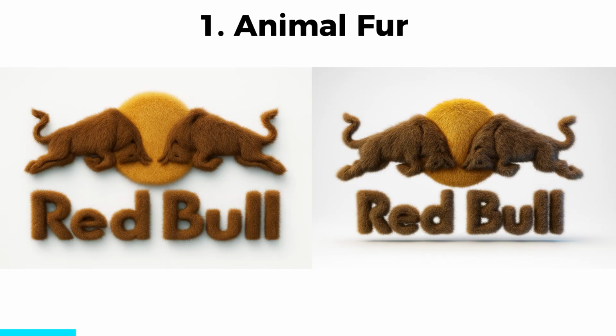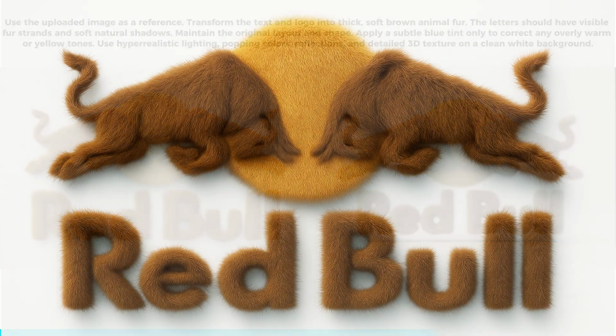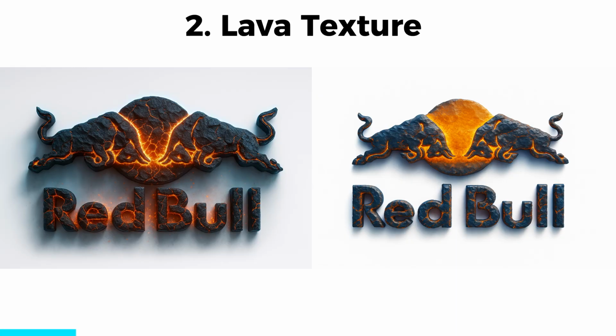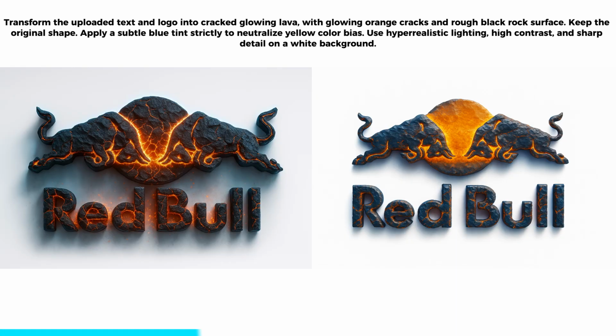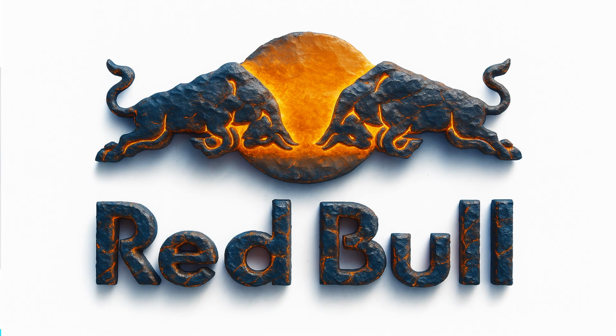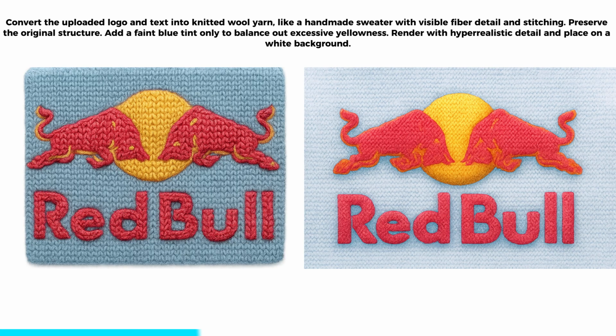Soft fur texture, great for plush branding, kids visuals, or cozy type treatments. Molten rock with glowing cracks, perfect for energy drinks, metal album covers, or sci-fi UI. Knitted yarn texture ideal for winter campaigns, cozy apparel, or handmade themed graphics.